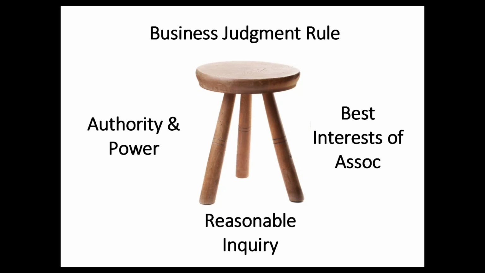So let's go back a little bit and talk about that business judgment rule. The business judgment rule has 3 prongs. The first one basically is that every decision that is made by a board must be done in the best interest of the association, not the best interest of an individual owner, not the best interest of the board, but of the entity itself. In other words, for the whole.